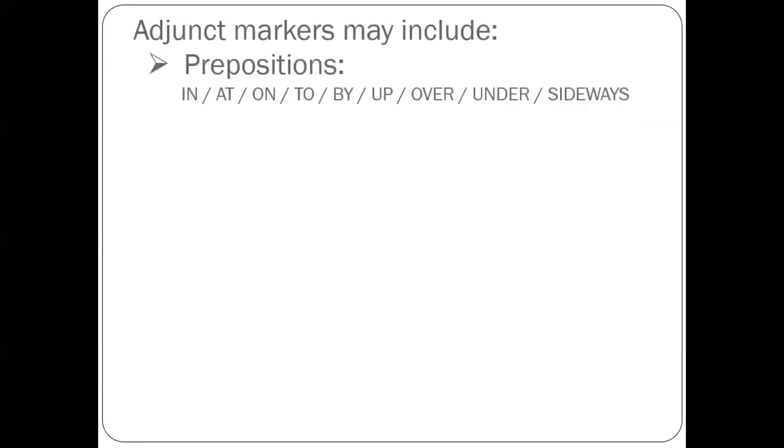Okay. So let's proceed. Adjunct markers may include prepositions: in, at, on, to, by, up, over, under, sideways. IELTS is not difficult to a hardworking student. So the base clause is IELTS is not difficult. IELTS is a subject. Is the verb. Not is the adverb. Difficult is an adjective. And then we follow up with the palamunin clause. Uy, that's what we should call it, right? Palamunin clause.